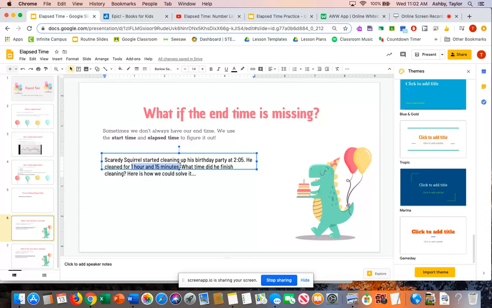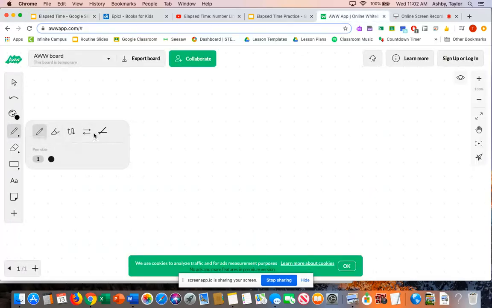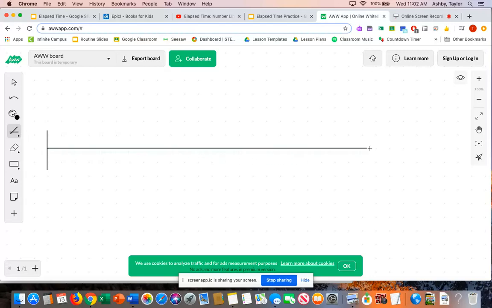Here is how we could solve it. We have our start time. We have our elapsed time. As mathematicians, we have to use those 2 things to figure out what our end time is. My first step is to create a number line. I know that on the left side of my number line, I put my start time. We know our start time in this problem. Our start time is 2:05. We also know our elapsed time. Our elapsed time is 1 hour and 15 minutes.